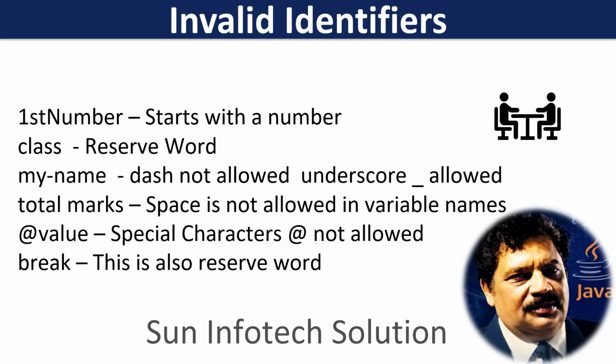Now there are certain invalid identifiers. Why is it an invalid identifier? Because it starts with a number, that's why it is invalid. class is a reserved word. my-name, dash is not allowed, underscore is allowed. total marks, a space has come in between, that's why it is also invalid. @value is also invalid because it starts with a special character, at the rate, which is not allowed. break is also a reserved word.